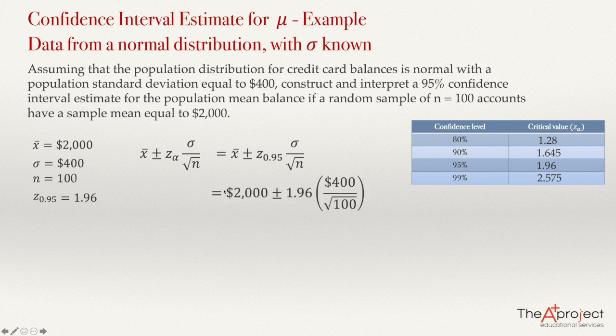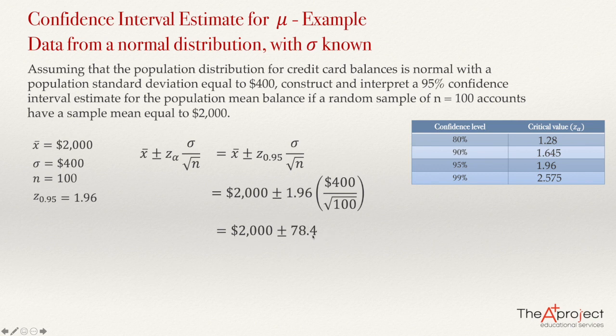And then it will be equal to 2000, that was the mean, 1.96, that was the critical value, 400, that was the standard deviation that was already known, divided by the square root of 100. So please do that to find this number. So there will be 1.96 times 400 divided by 10, and this is 78.4. So this 2000 plus or minus 78.4 is the confidence interval of the population mean.